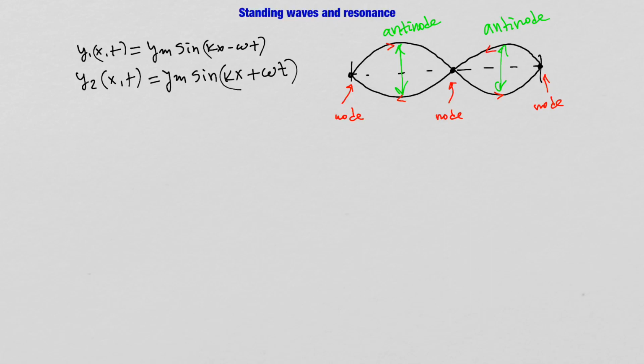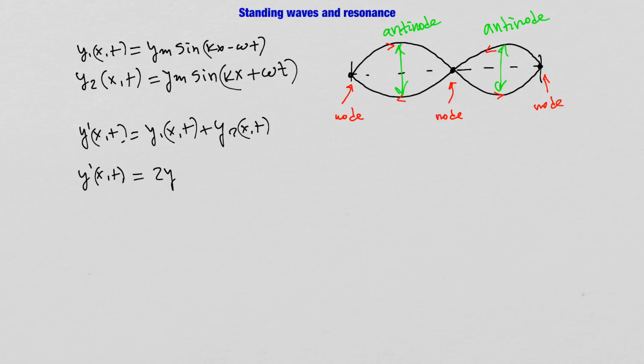And so y prime of x and t is equal to y1 of x and t plus y2 of x and t. And combining the 2, I get that y prime of x and t is equal to twice ym sine of kx times cosine of omega t.